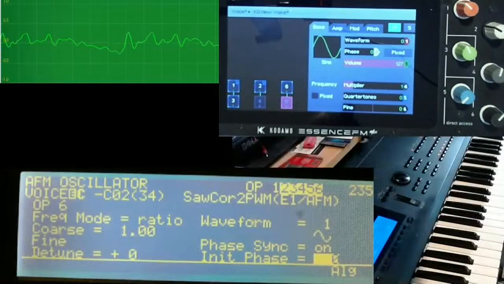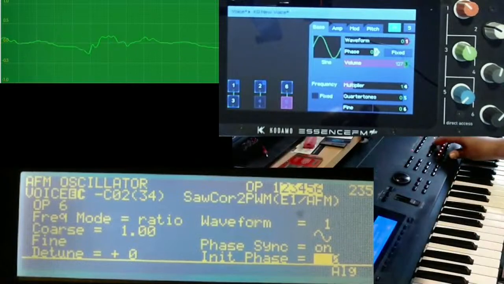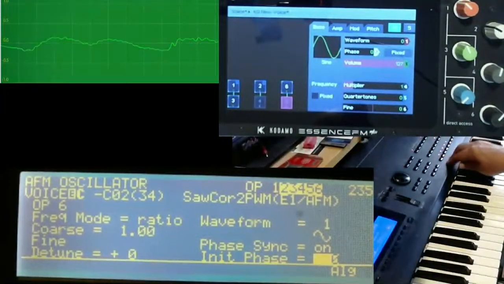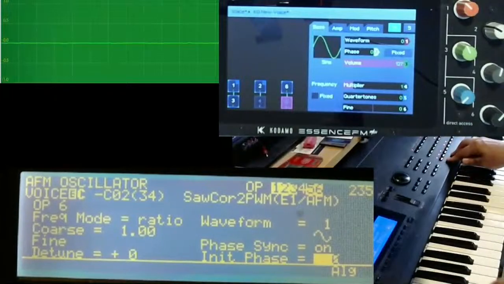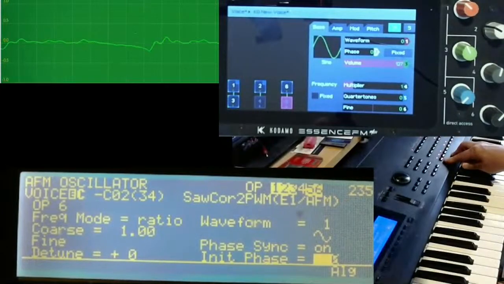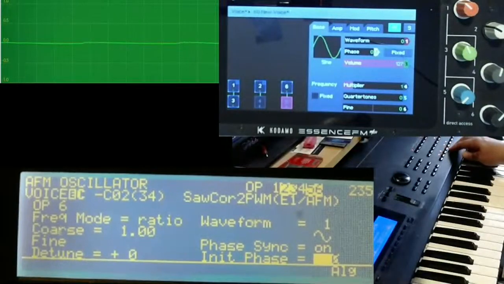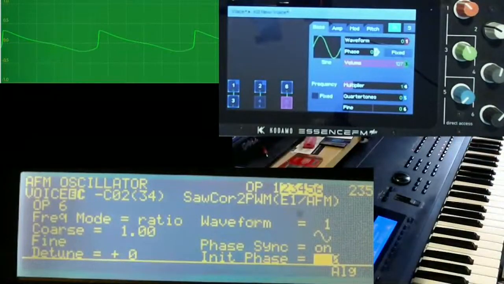Cool. All right. So what we're going to do here is make these two sawtooth waves. So let me back up a little bit. So here, look at the scope. This is our operators 1, 2, 3. And this is our operators 4, 5, and 6.